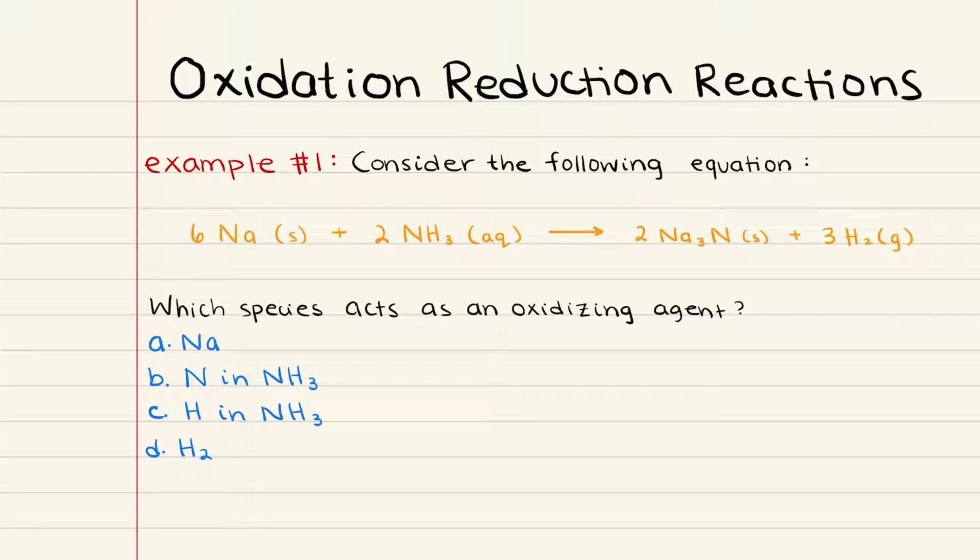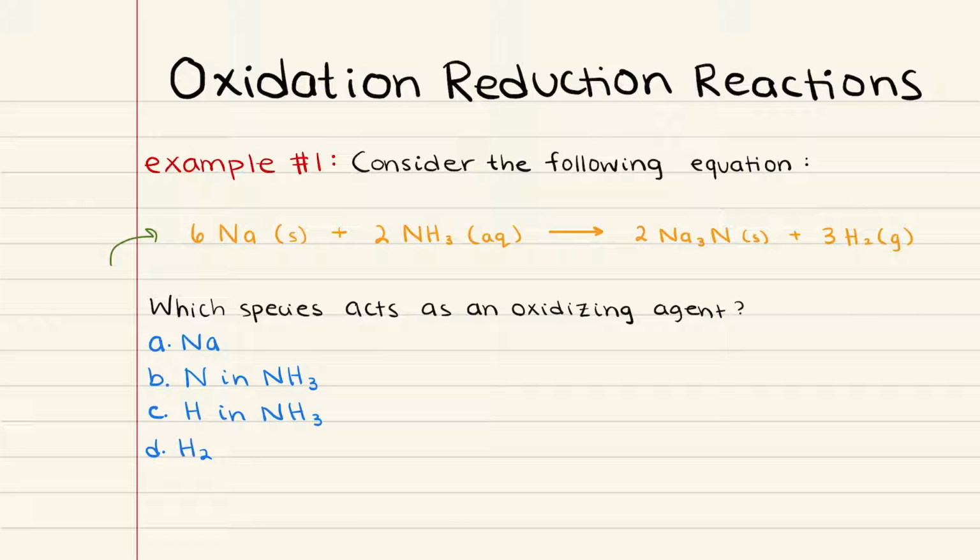Today we're going to be tackling a practice problem set that relates to our lecture on redox reactions. Let's go ahead and get started with problem number 1. Problem number 1 says consider the following equation. Which species acts as an oxidizing agent?